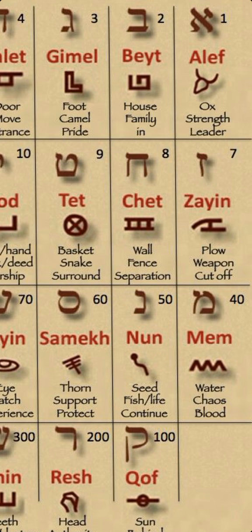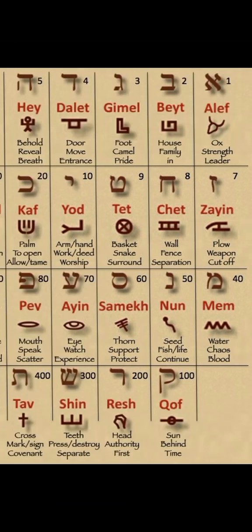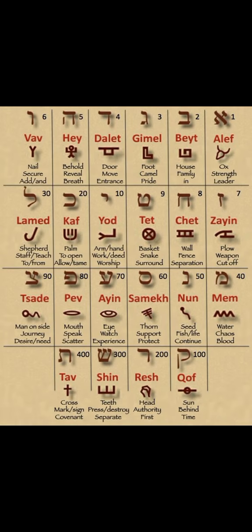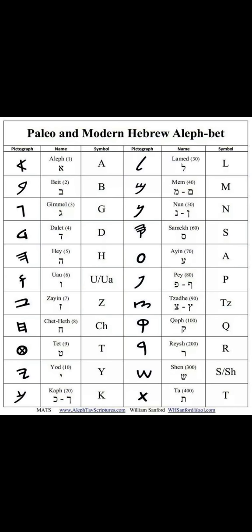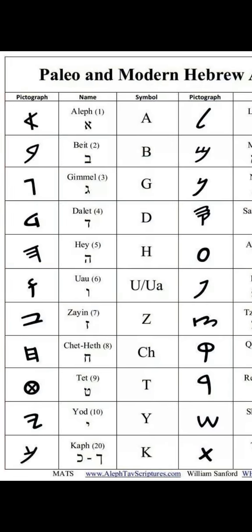So this is what this Aleph means. It can mean strength. It can mean the first of or a beginning. And it can also mean a leader because it's the lead Hebrew character. It's the first character. What else do we have here? Paleo and modern Hebrew Aleph Bait. Here's the character list. Don't worry about the rest of the characters. We'll get into them at another time.